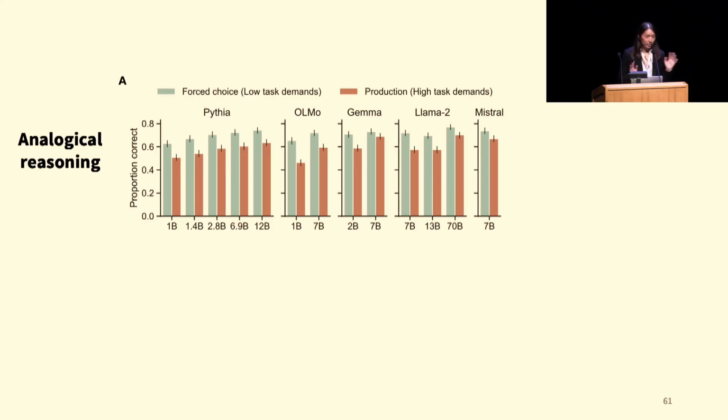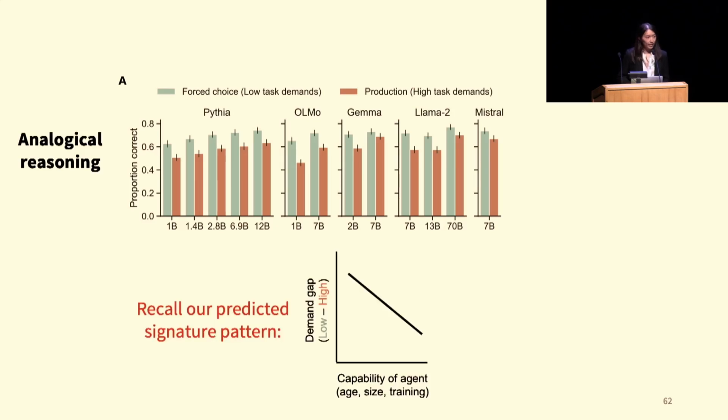We're not interested in raw performance really for our purposes, but generally things make sense. Performance is higher under the lower demand setup, forced choice, and in general, performance tends to increase as model size increases. But if you'll recall, this is the signature pattern that we're looking for.